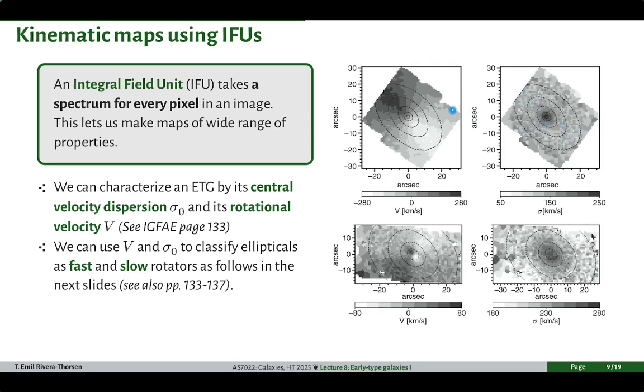So this one has a ratio of these two things of between 1 and 2 maybe. Looking down here, we see that this one is rotating much more slowly. And on the other hand, the central velocity dispersion is not that different from the upper one. So this one is by far more dispersion dominated. It's a much slower rotator than the first one.